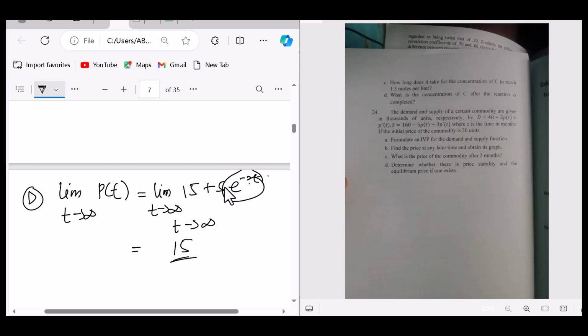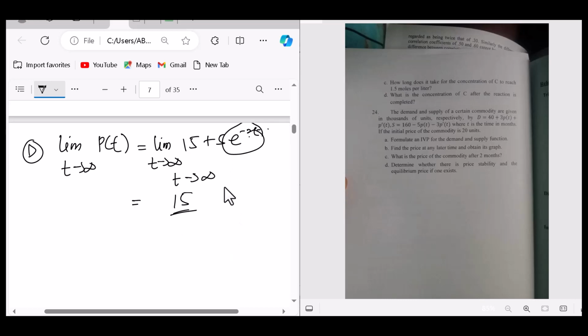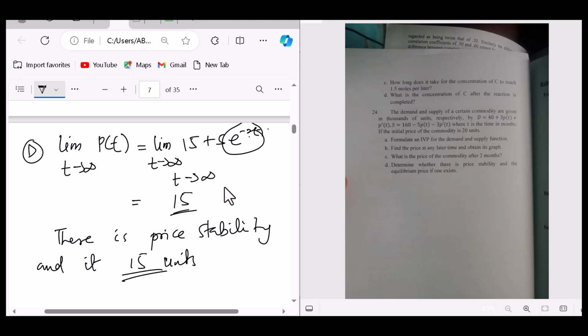So it means there's price stability, and the equilibrium price is 15 units. That's all. Once we get an answer like this, there's price stability. If we had not got any answer, or if the answer had approached infinity, then there is no price stability. Okay, that's all for that question.